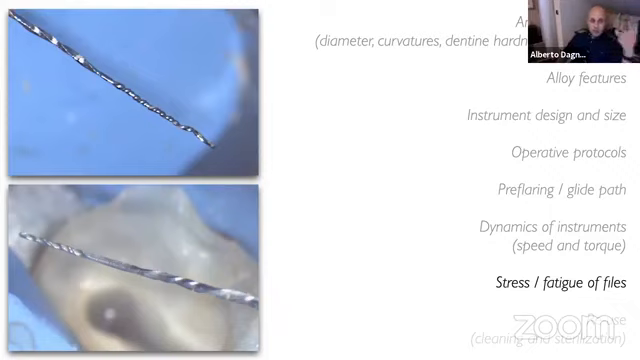We can control the stress of the file with our eyes and our magnification system. These images show unwinding and deformation of the files. Some alloys are made to favor this kind of deformation, and these files help us control the stresses, and when we verify a deformation like in this case, we can discard the files.